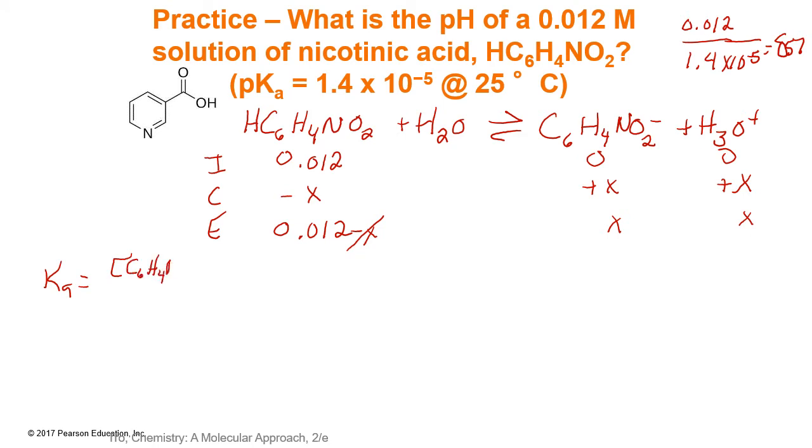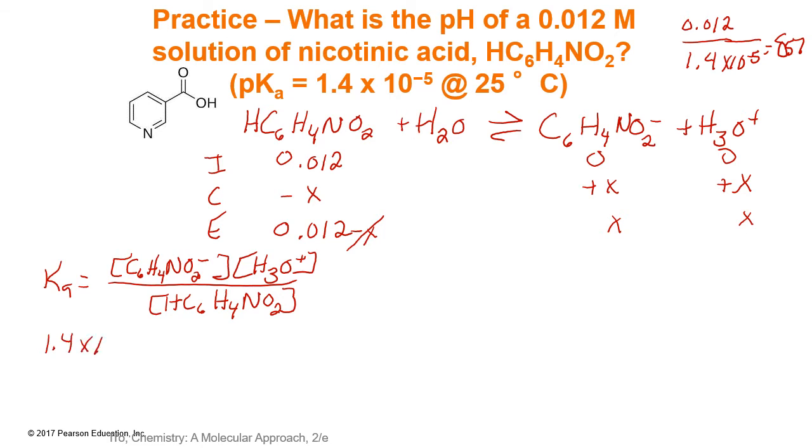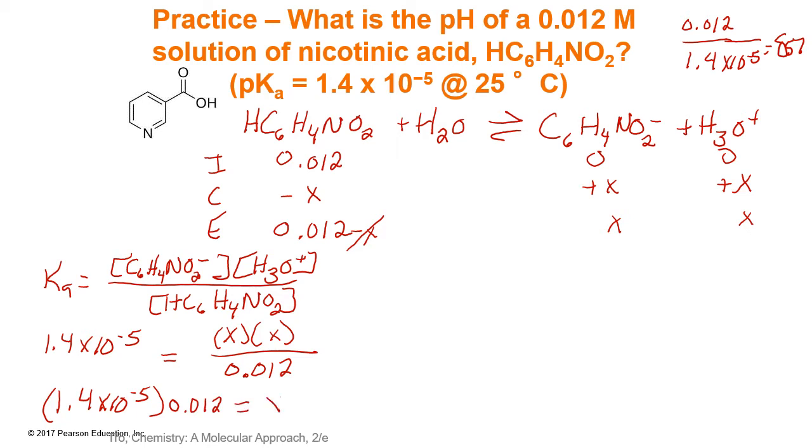Products divided by reactants. We can substitute in our values, divided by our initial concentration of the acid. So rearranging this, and taking the square root of both sides, we get that X is equal to 4.1 times 10 to the minus 4, which is our H3O plus concentration.